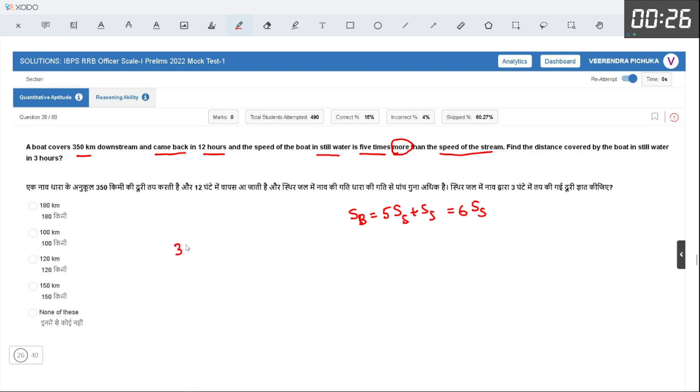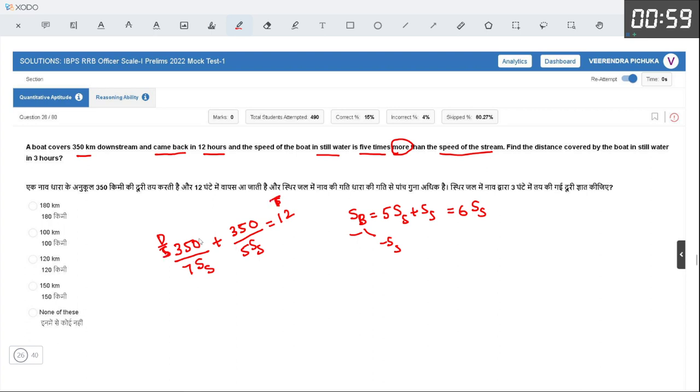So how it went downstream. Downstream means speed of boat plus speed of stream. Speed of boat is 6s, speed of stream is s. Coming back means it is upstream. Upstream it will be subtracted, speed of boat minus speed of stream, 6s minus s, that is 5s. How much time will it take? 12 hours. This is distance by speed. This is time. Got it?